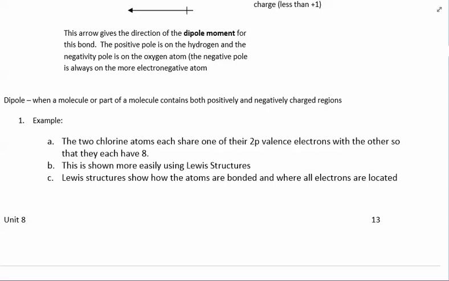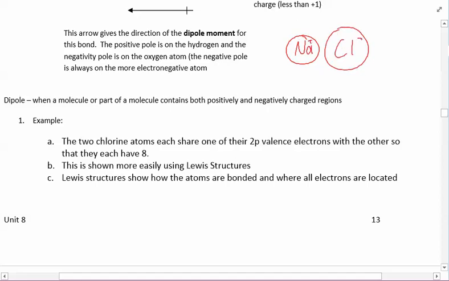This sharing of electrons unevenly is referred to as a dipole. A dipole is when you have part of the molecule that has a positive charge and another part that has a negative charge. So rather than an ionic bond where you have one thing that is completely positive and one thing that is completely negative, like sodium being positive and chlorine being negative, we now have regions. We have a positively charged region and a negatively charged region, such as in water.